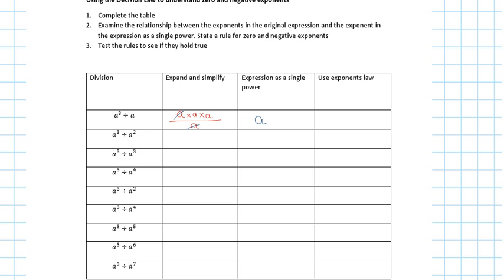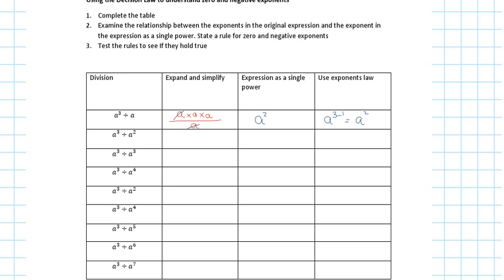Okay? Now if I'm going to use the exponent law, what does it say when I'm dividing? What do I have to do with my exponent? I keep the base and I subtract the exponent, right? So I have a to the 3 minus 1, which is a squared. Did I get the same answer if I did it in expanded format or with the exponent?